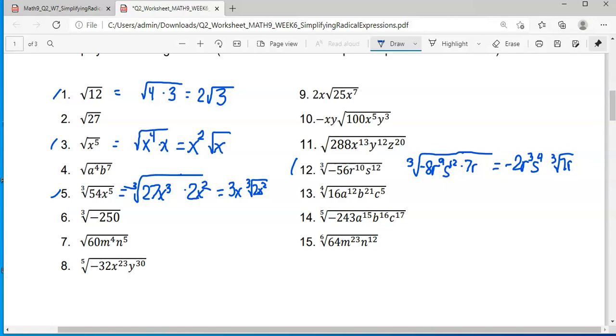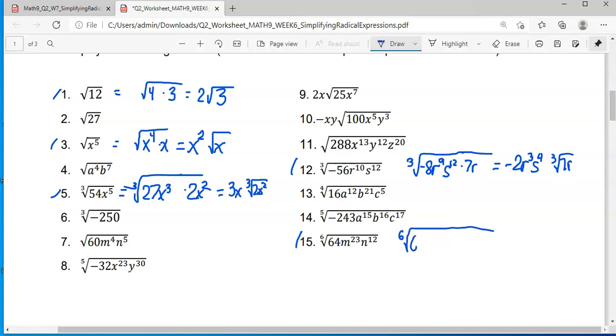Okay, itong 6th root, number 15. Okay, the 6th root of 64 m raised to 23 n raised to 12. So ano-ano ba ang may mga 6th root? So meron tayong 6th root of 1, which is 1. So mag-iisip lang kayo ng same number 6 na beses na number, ano kaya yon? Pwede sa cube root of 64. May cube root yun. So dito sa 64, hindi na natin kailangan i-factor yung 64 dahil meron ng cube root yung 64.